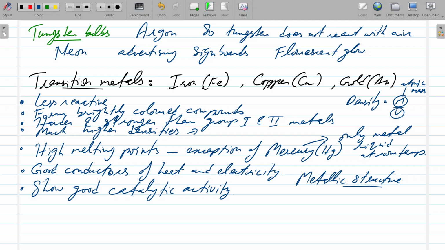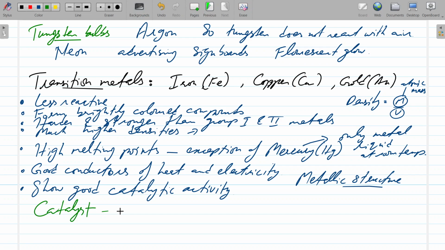Okay, coming back, they have good catalytic activity. And for that, I need to talk about what a catalyst is. Do you guys know what a catalyst is? Yeah, it speeds up chemical reactions. It takes part in chemical reactions. Is that what you said? I said it speeds up chemical reactions.